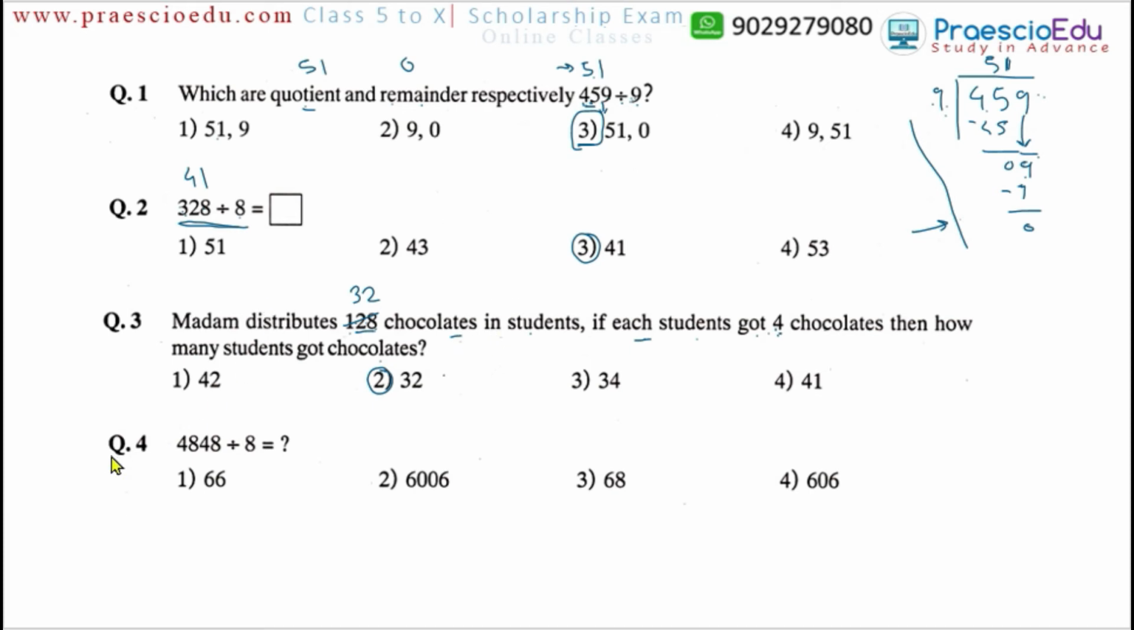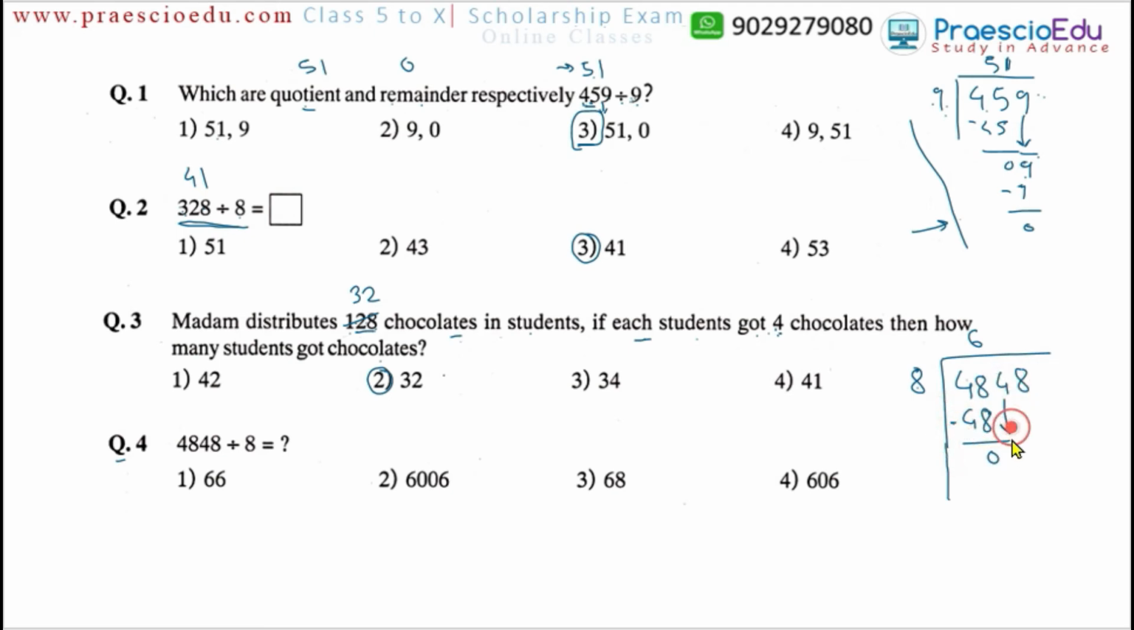Okay, now question number 4: 4848 divided by 8. These are four digit numbers, so that's why I am writing 4848 divided by 8. In horizontal manner also we can take it, but for your understanding purpose I am writing in this way, on a regular basis. Now 8 6s are 48. So minus 48, so 0 here.